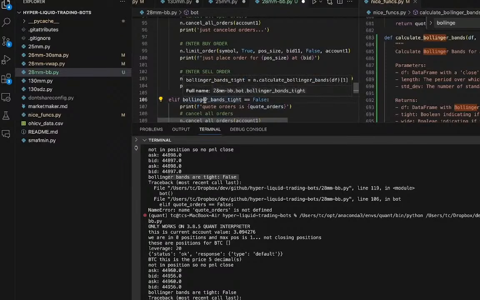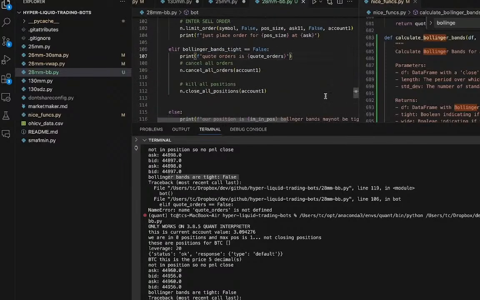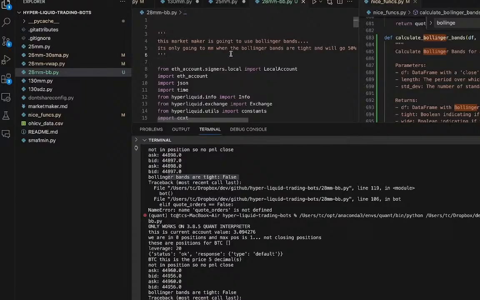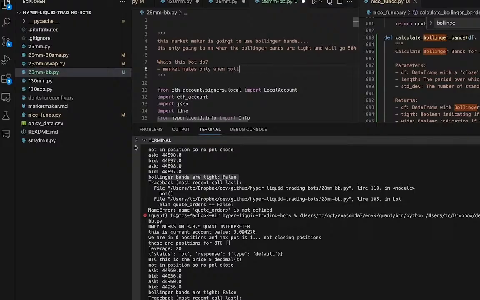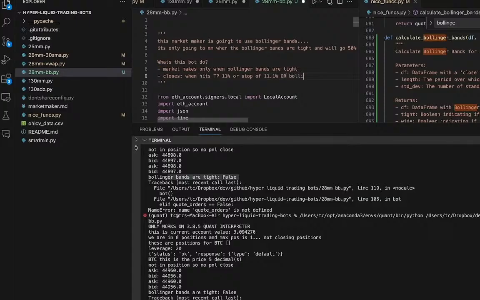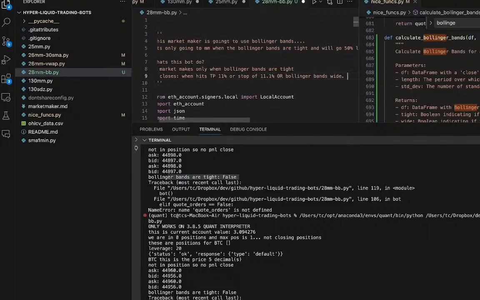Bollinger Bands are tight is false, then we close orders. Okay, I need to write this down. So this bot, what's this bot do? It market makes only when Bollinger Bands are tight. It closes when it hits a take profit of 11% or a stop of, I think it was 11.1% or something, or Bollinger Bands wide. I like this, dog.